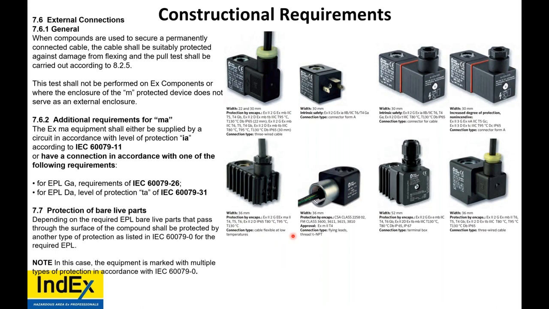Additional requirements for Ex ma is they shall be supplied by a circuit according to Ex ia, so this could be an Ex ma device fed from an Ex ia barrier as part of the circuit, or it shall have a connection in accordance with 60079-26. GA equipment, zone zero equipment. Or for dusts, HLB and Ex ta. So you would actually have to have an enclosure that is rated Ex ta for dust, 60079-31.